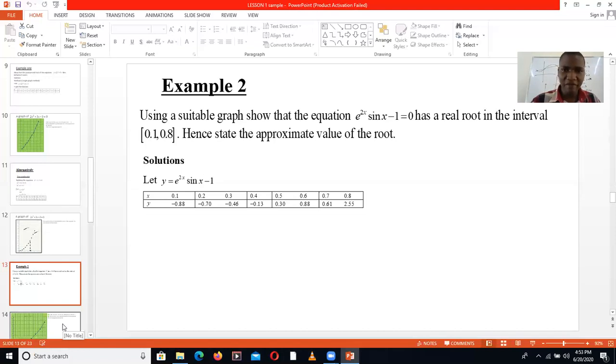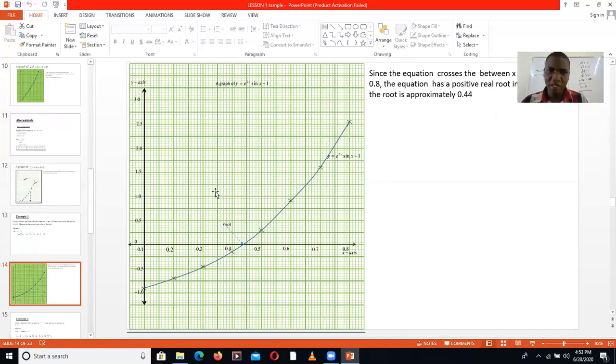So my graph will be like this. Still, you see the smooth curve, I'm restricting myself to the interval that is 0.1 to 0.8. And I'm joining my points using a free hand, a smooth curve, not a ruler. Then the other thing is I've labeled my curve. I have a title for my graph. My graph is big enough to cover the biggest percentage of the graph paper. So this is a perfect graph.